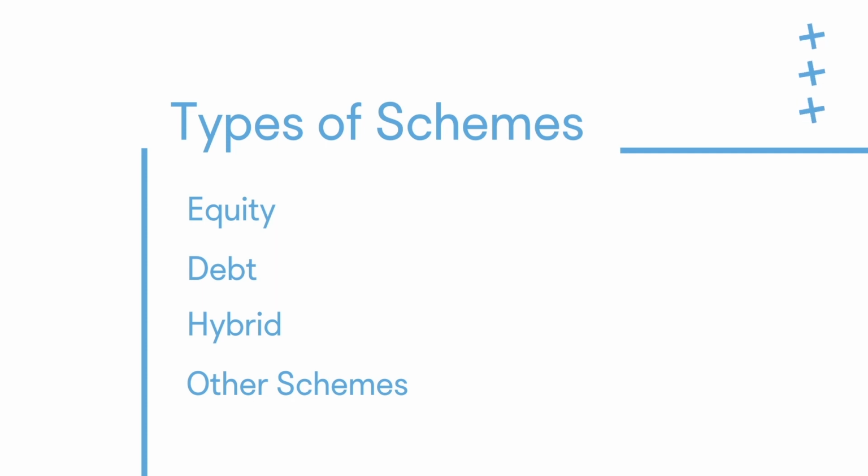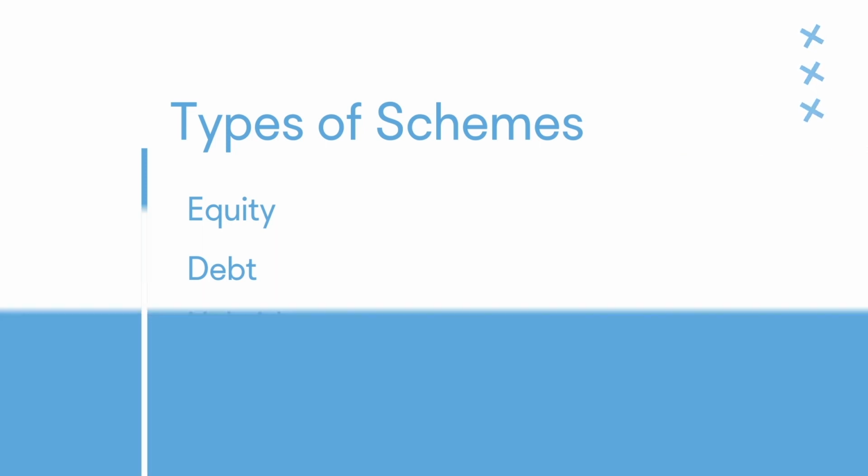Hybrid funds, as the name suggests, they are a combination of equity and debt investments, which are designed to meet the investment objective of the scheme. They are considered to be riskier than debt funds but safer than equity funds. They tend to offer better returns than debt funds and are preferred by many low risk investors.